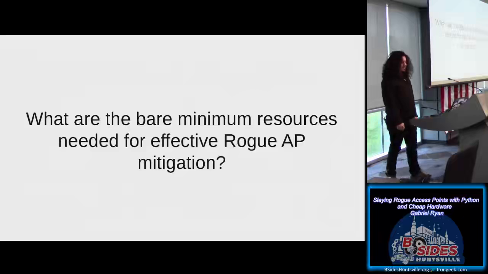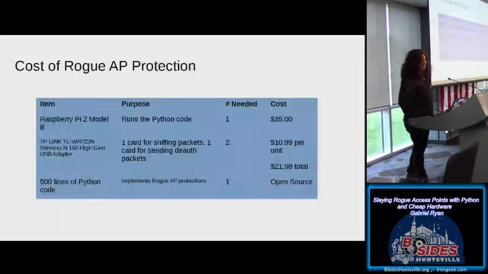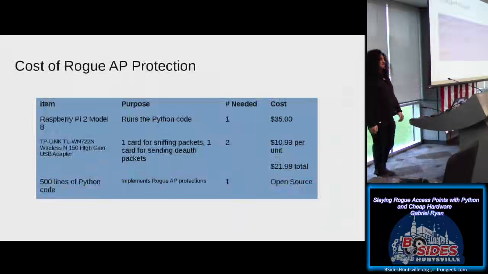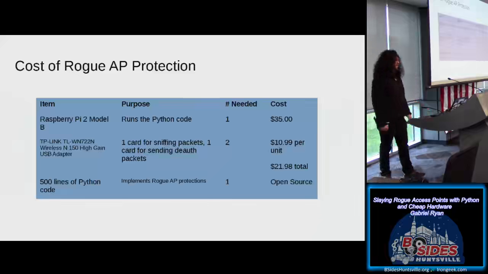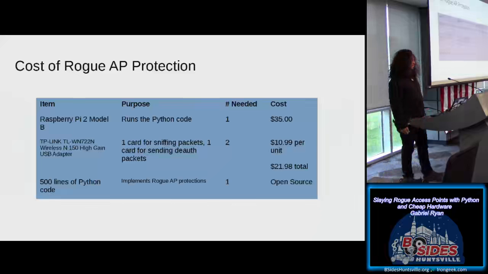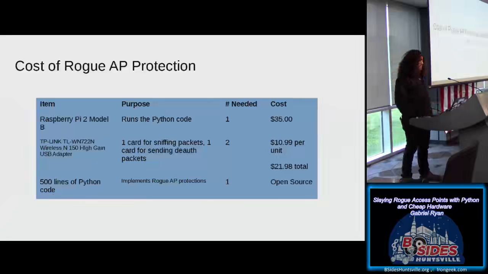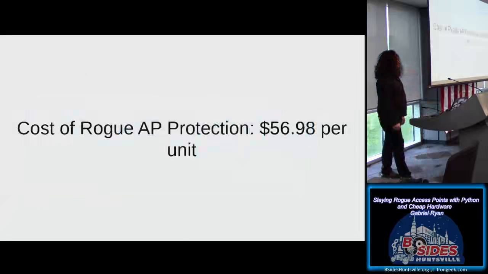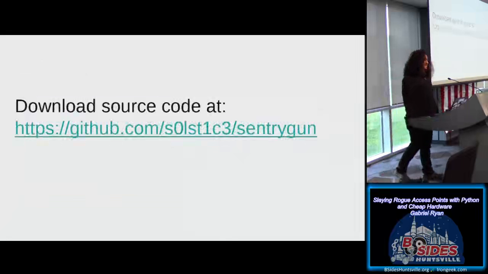Well, if you just stick to open source tools like the ones we just ran, that doesn't cost anything, and you can run those on a Raspberry Pi 2 Model B that costs you $35 a unit, and then you can stick a cheap $10 TP-Link as your interface on that, and it works beautifully, high gain, all that stuff, and that reduces the cost of rogue AP protection to under $60 per unit if you do it yourself. So if you want to do that, source code's there, and that's my talk.